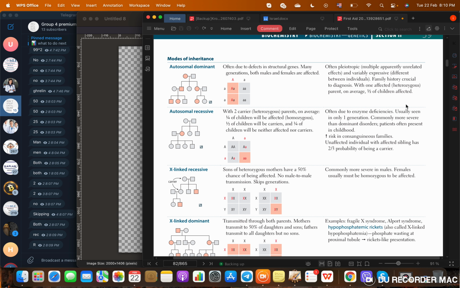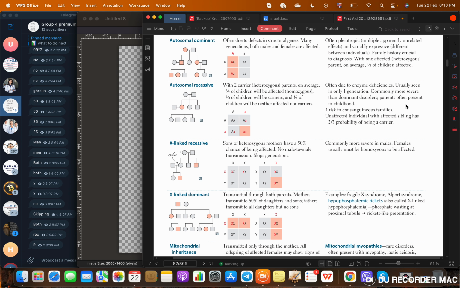Okay, so it's not actually healthy to marry somebody from your same family. And in case you did something like that, you need to do a little bit more testing before you go forward, just to make sure that your offspring are going to be healthy. An unaffected individual with an affected sibling has a 2/3 probability of being a carrier.